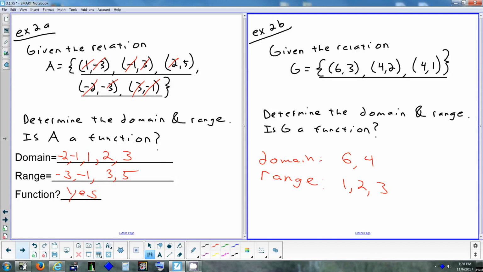1, 2, 3. Okay, did we have any repeats? Yes, so now we need to check. Was it a repeat in the domain or was it a repeat in the range? It's the domain.